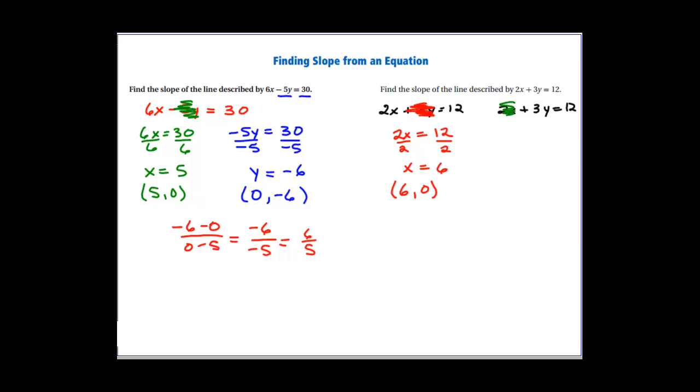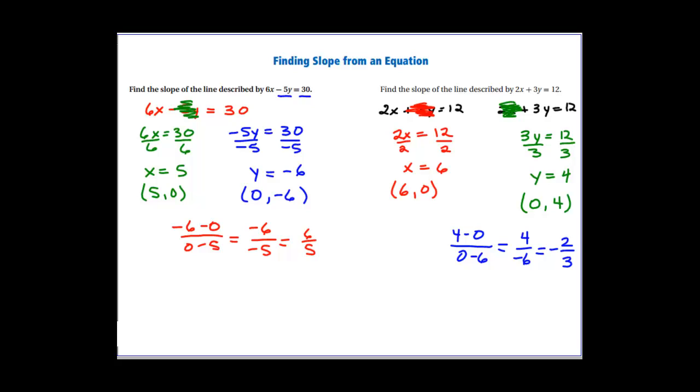Then I'm going to solve for y. 3y equals 12. And y equals 4. So my second coordinate, or my y-intercept, is 0, 4. I can use those two to plug into the formula. 4 minus 0 for my y difference, 0 minus 6 for my x difference, and I'm going to get 4 over a negative 6, which I can reduce to a negative 2 over 3.